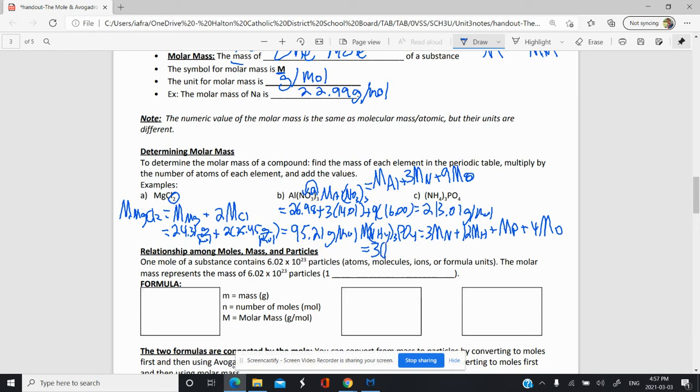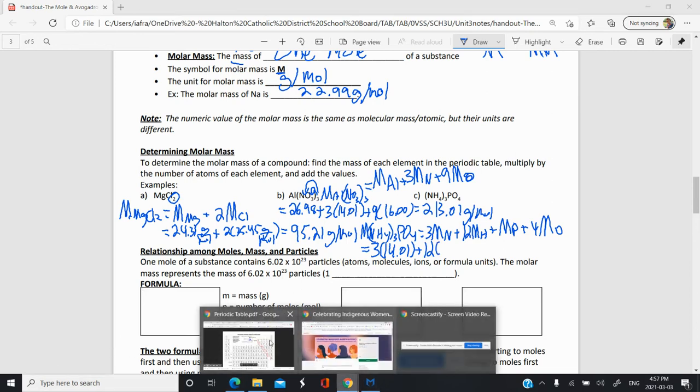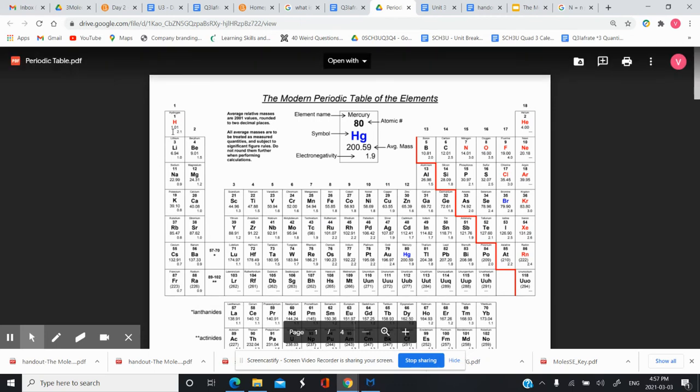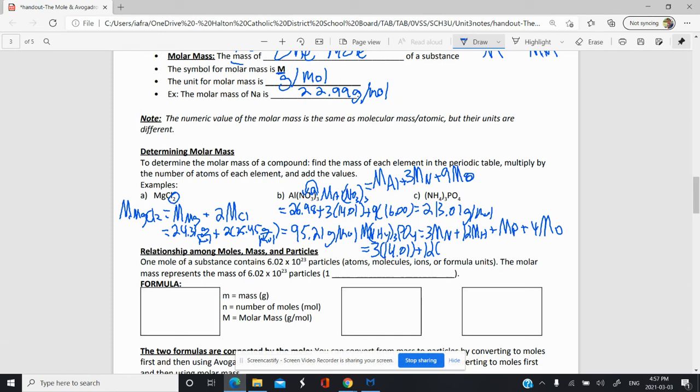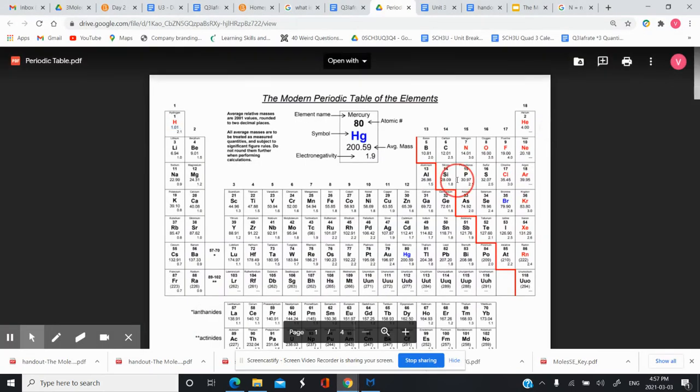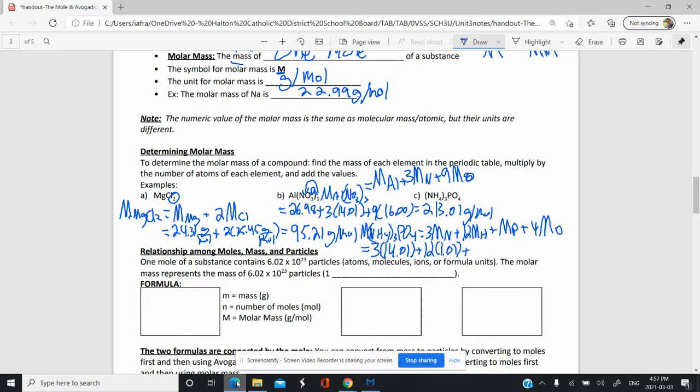So 3 times 14.01 for the nitrogen, plus 12 times, is it 1.01 in our periodic table? Let's go take a look. If we're not sure, we always go back, take a look. Periodic table is 1.01 over here for hydrogen. So plus 12 times 1.01 plus phosphorus. Let's go take a look at phosphorus right here, 30.97. Plus 4 times 16.00.